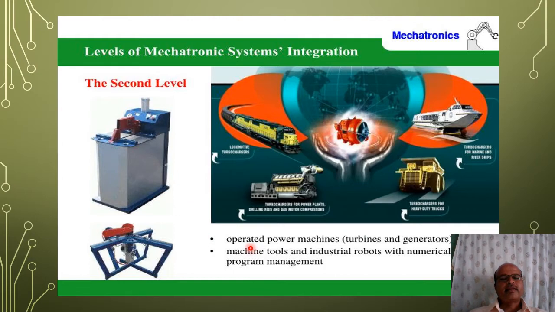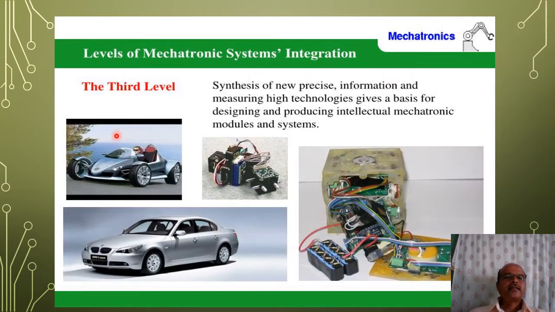In the secondary level: operated power machines, that is turbines and generators, machine tools and industrial robots with numerical program management. So in the secondary level, some numerical program management is also there. So next is the third level. Here in the third level or tertiary level, synthesis of new precise information and measuring high technologies gives a basis for designing and producing intellectual mechatronic models and systems.